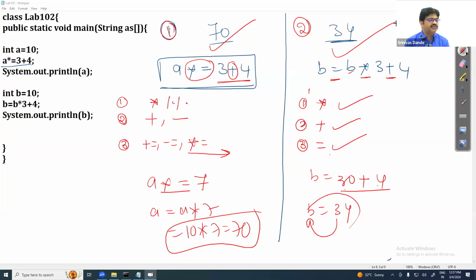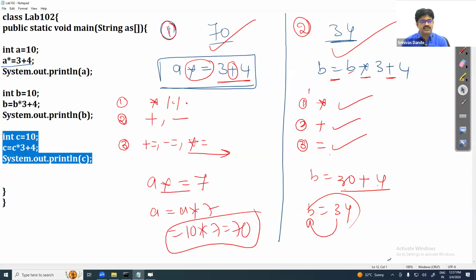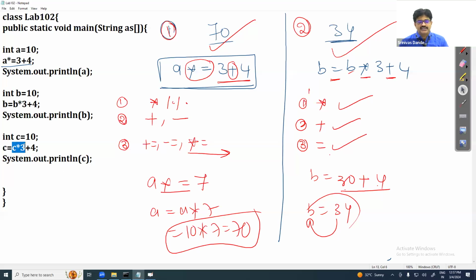So in the expanded form, I want to do the plus operation first. What to do? I am using expanded form. In this, I want to do the plus operation first. Say I am taking C. C equals C into 3, printing C. If this is the case, it is showing C value as 34, right? But in this, star is the first happening, and I want to do 3 plus 4 first. Then I want to multiply later. What changes are you doing?